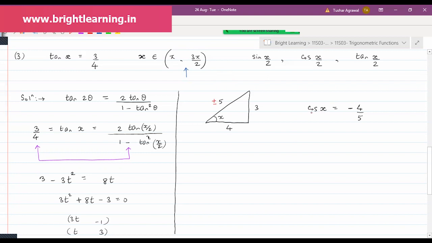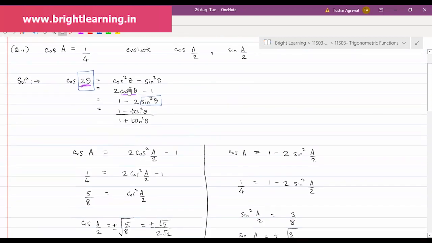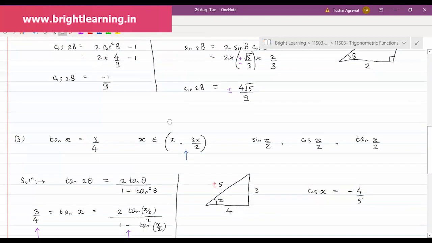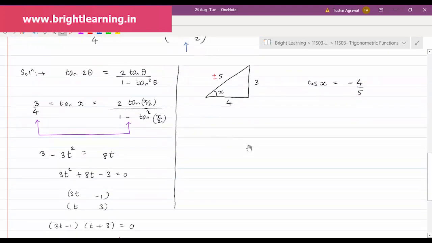Now, once you get this cos, the relation with x by 2, the half angle, is very easy, as in the previous sums that we saw. Going from cos of an angle to cos of the half angle, the identities are very easy: 2 cos square minus 1, 1 minus 2 sine square. But going from tan to half of that angle, the identity involves a quadratic, which may lead to some problem. Once you get cos equal to minus 4 by 5, then you get the values.